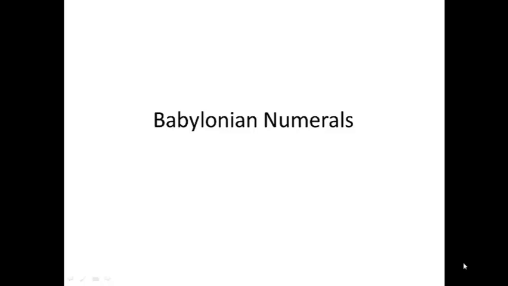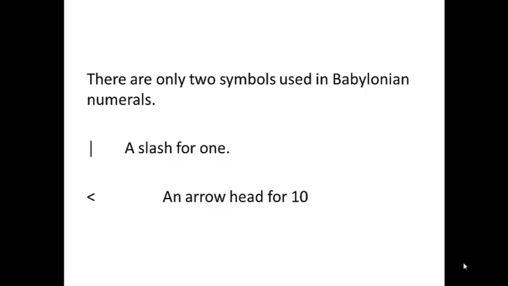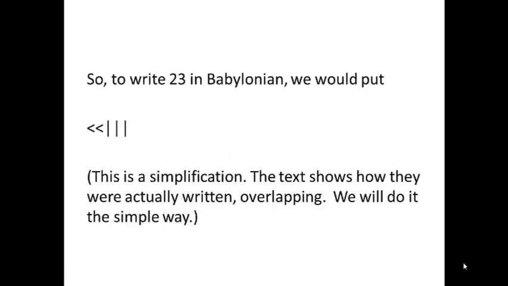Our next kind of numerals we'll look at are Babylonian numerals. There are only two symbols used. One of the symbols is a slash, which stands for the number 1, and an arrowhead, which stands for 10. So to write our number 23 in Babylonian, we would put two arrowheads, that's 10 each for 20, and three slashes for a total of 23.